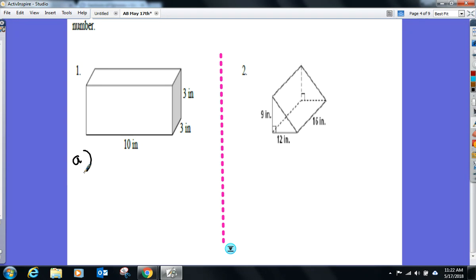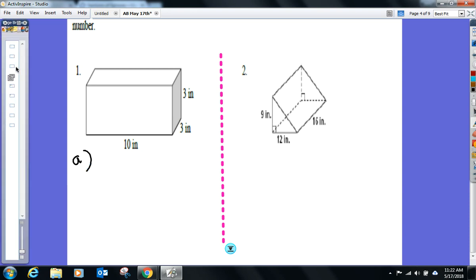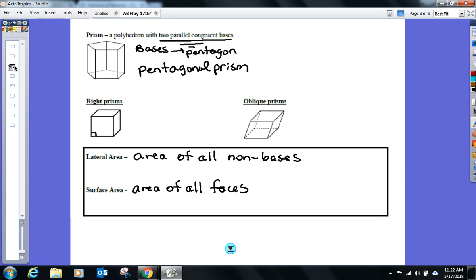Anybody want to name number one? What type of prism would number one be? Name it. Rectangular prism. Now, some of you may be staring at this and having an issue. I have a big issue right now, because remember what the bases were? Those were the two parallel congruent sides or bases.